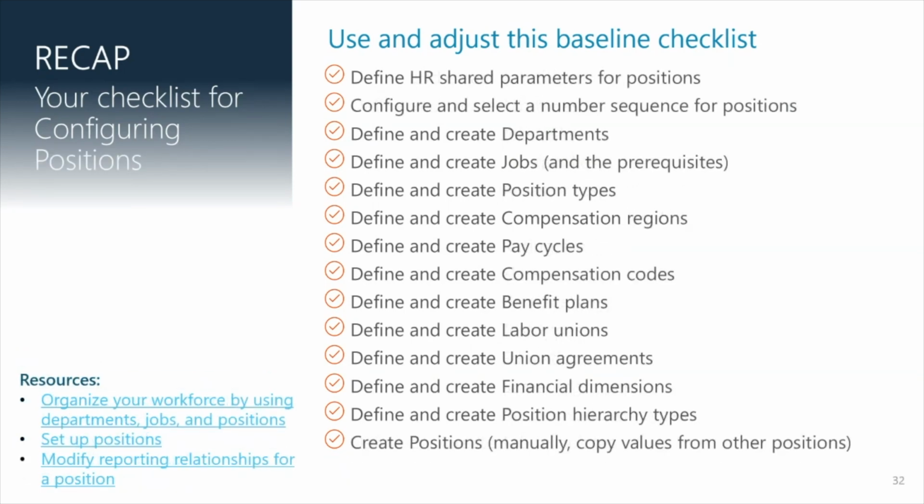Similar to that, the checklist for configuring positions. On the left-hand side, you see the resources, the links to the resources, and on the right-hand side, the checklist to create, including the prereqs to create positions. So you would define the HR shared parameters for positions. You would configure and select the number sequence for positions, the departments, and then the jobs. You would create position types, compensation regions, pay cycles, compensation codes, benefit plans, labor unions, union agreements, financial dimensions, position hierarchy types, and then you would create the positions.